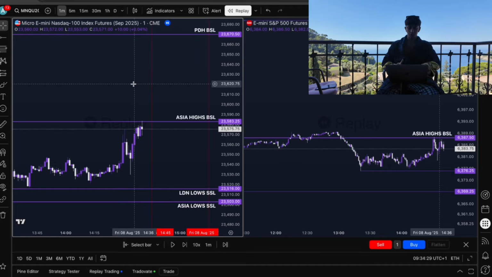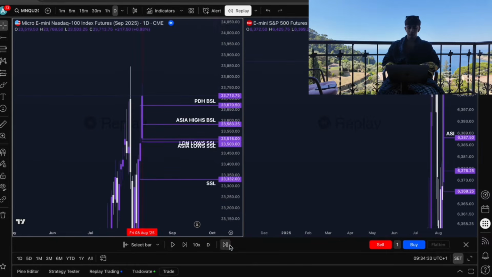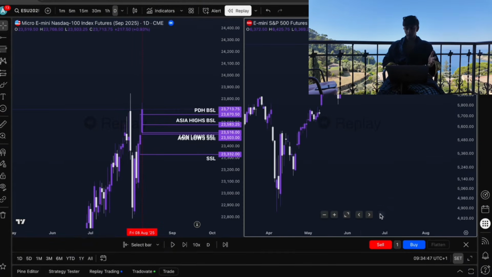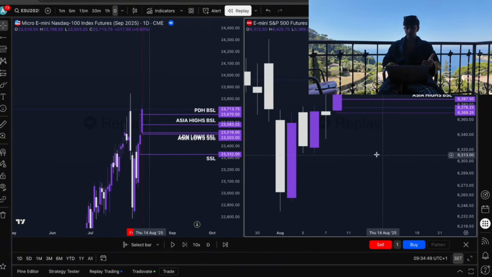The 8th of August from the long that we took inside of the first day of macro to secure 51 handles. Firstly, going onto the daily time frame, we can see that price was overall bullish. I had an overall bullish bias and I was wanting price to target the previous day high, which was at 23670. On replay mode, obviously it's already taken it, but when we were looking at pre-market, my bias was to look for the previous day high.